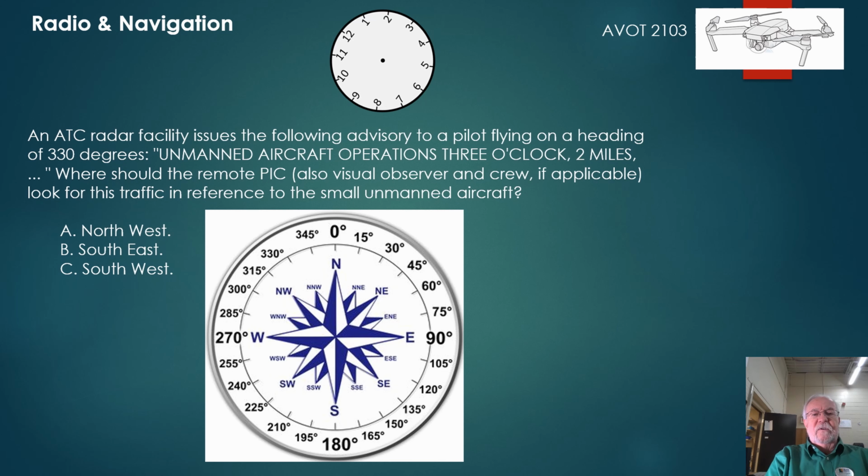ATC radar facility issues the following advisory to a pilot flying on a heading of 330 degrees. So his nose is pointed this way, which is 330 degrees. So you draw a line 330 degrees. He's going that way. It's just another way that the question may be phrased. And he said 330 degrees, unmanned aircraft operation 3 o'clock, 2 miles. So which way do you look? He's got to look that way.